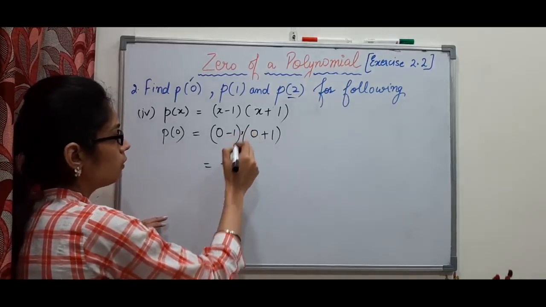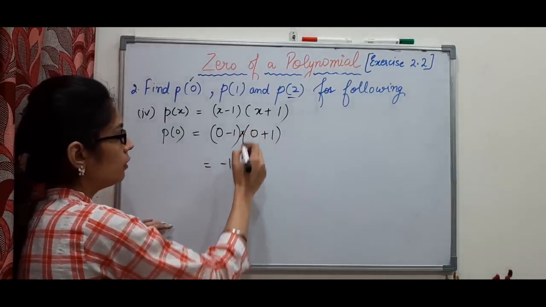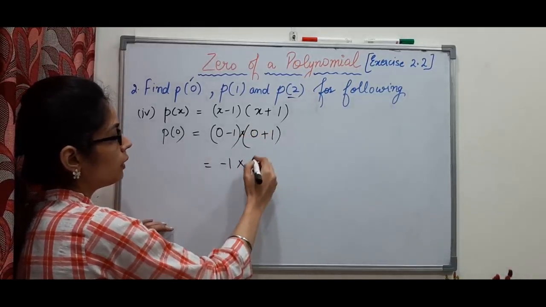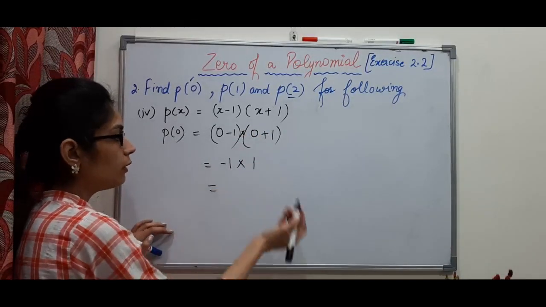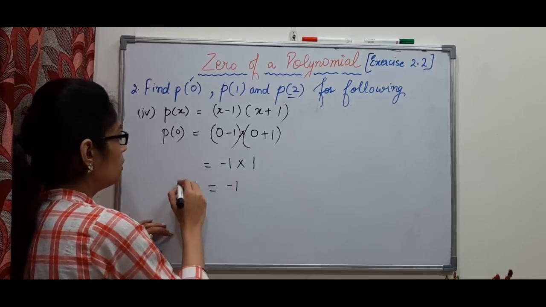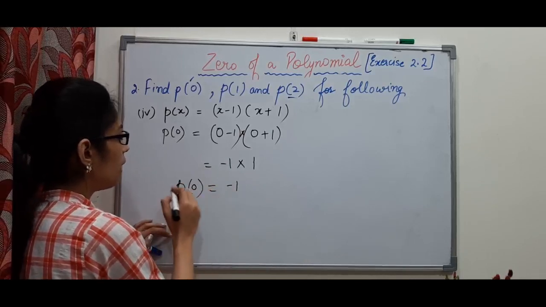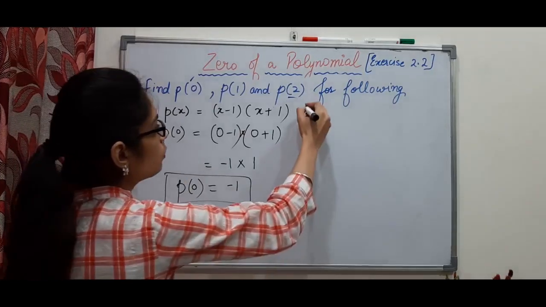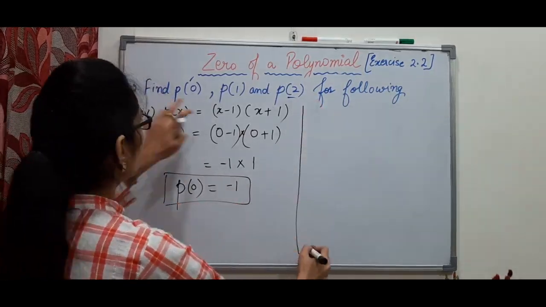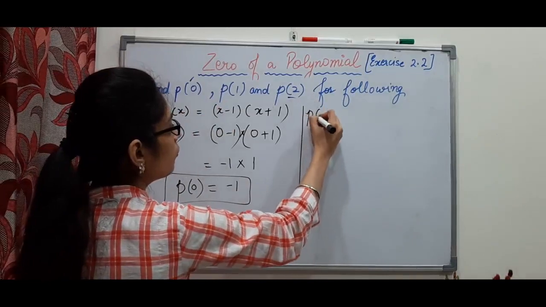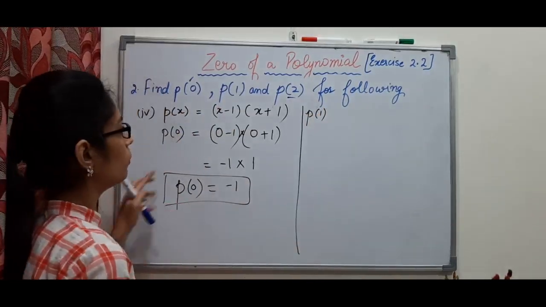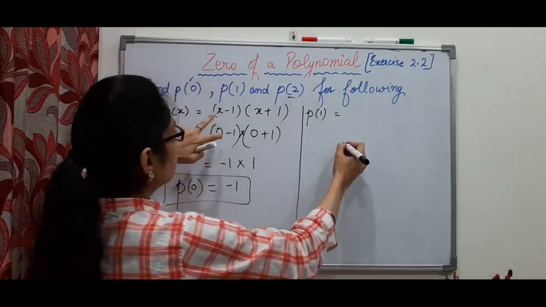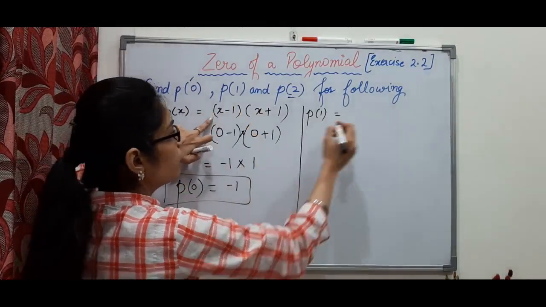This bracket means two terms are getting multiplied. 0 plus 1 will be 1. So minus 1 into plus 1 is minus 1. So the value of this expression at x equal to 0 is minus 1. Now we have to do it for p1. p1 means the value of x should be 1 now. So wherever you can see x, just put 1.